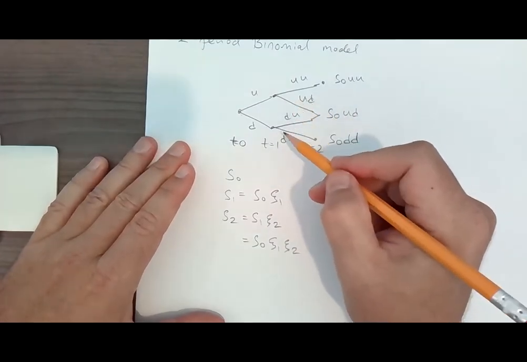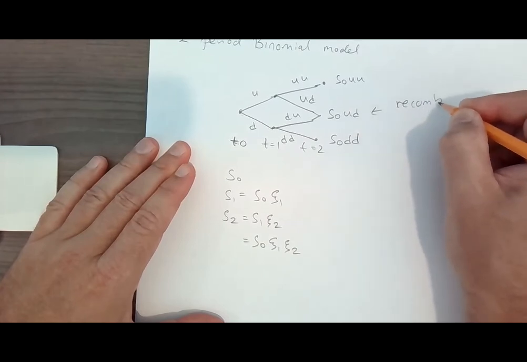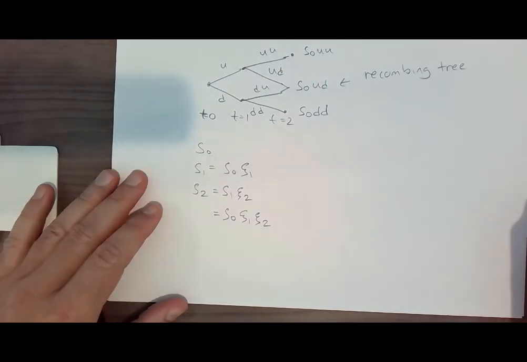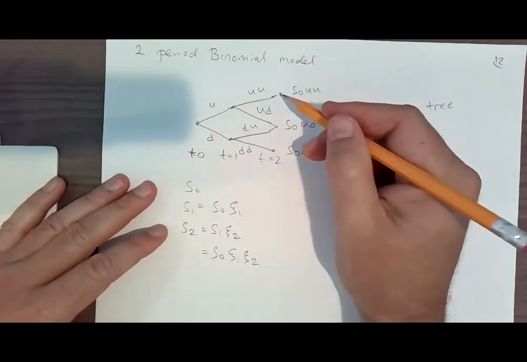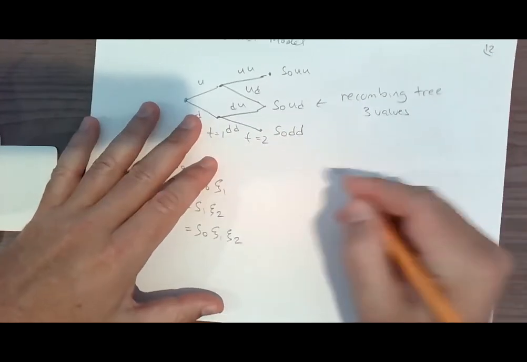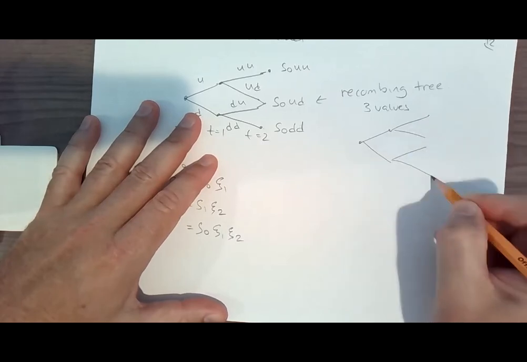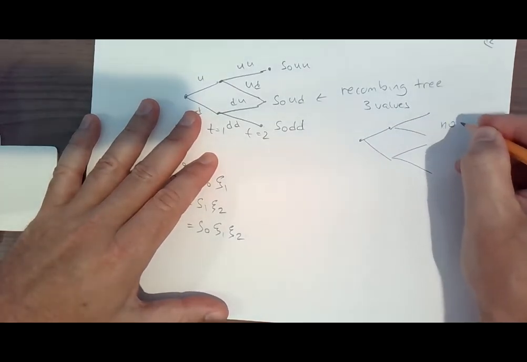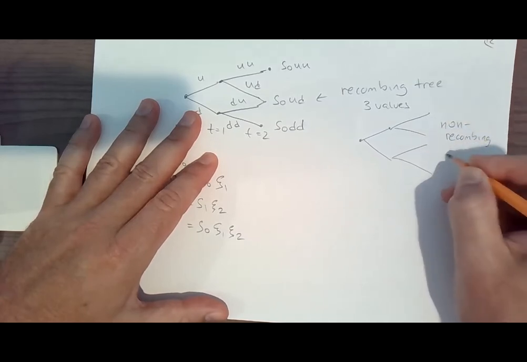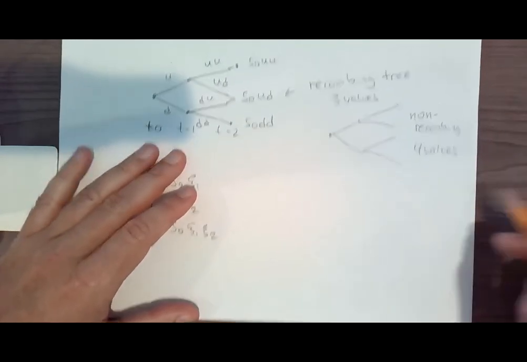So this property that they combine back in the middle is called a recombining tree. And you can see it gives us three values. Whereas if we had a non-recombining tree, we would have 4 values. And you can see this can very quickly get out of hand.